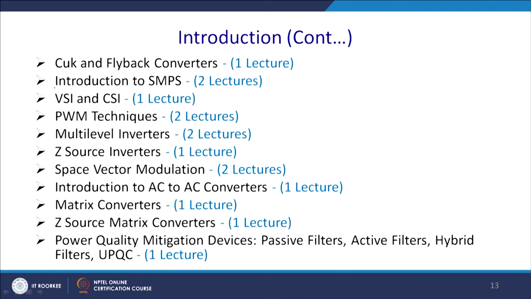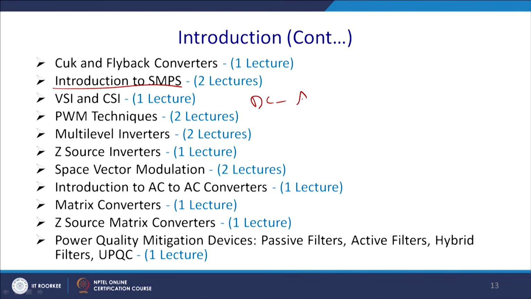Thereafter we will give an introduction to the SMPS according to its applications. We will find what kind of topology will be suitable for what kind of applications. Then we shall go for the inverter application, that is basically DC to AC, from this point onward. So, we will have the voltage source inverter, current source inverter, then PWM techniques, and different topologies of the inverter, that is multi-level inverter, Z-source inverter.